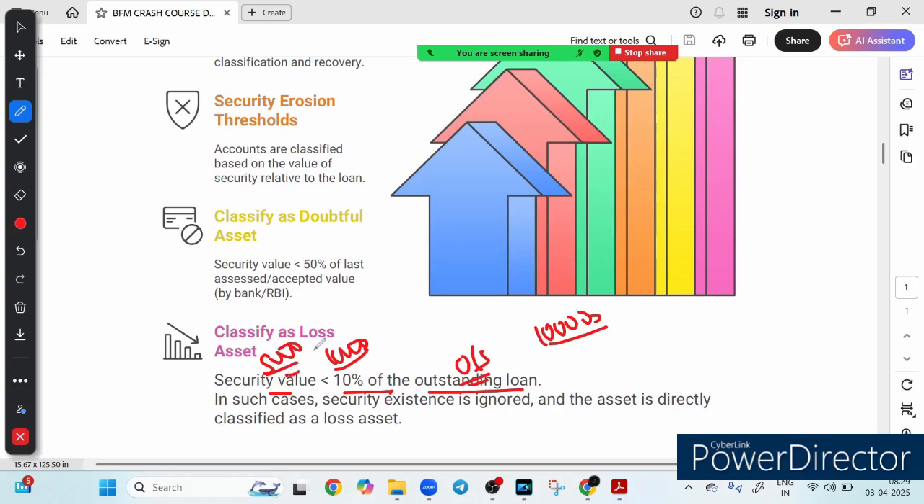So in such a case, what happens? The asset is directly classified as a loss asset. Remember it. You have to directly classify the asset as a loss asset. In this case the existence of the security is disregarded and it is treated as a complete loss. So it is the worst case scenario.